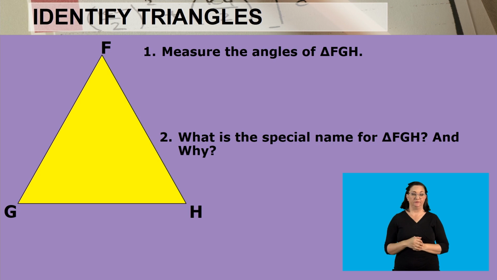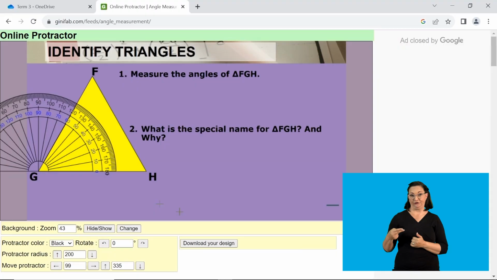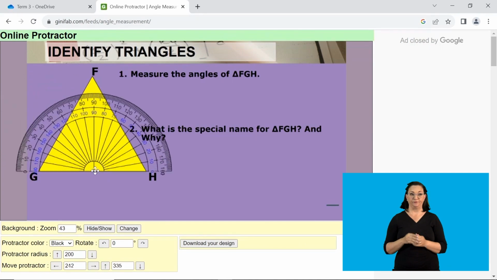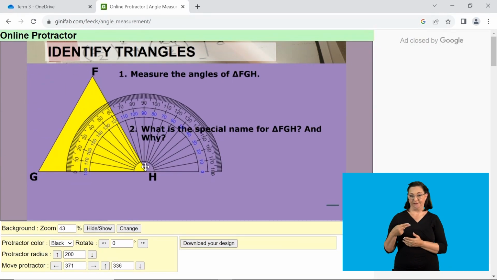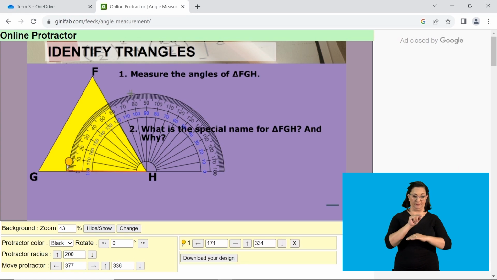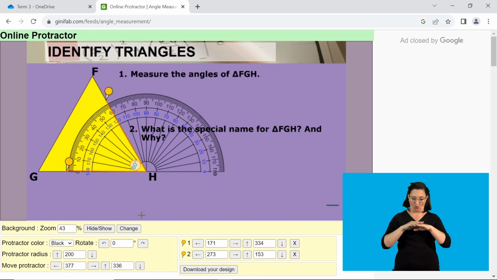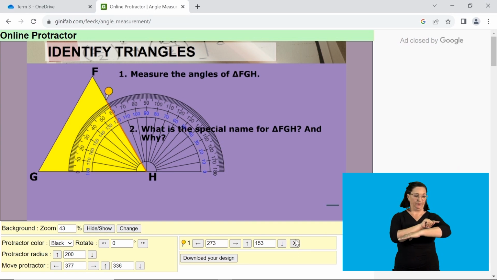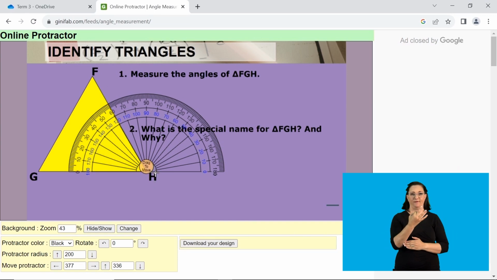Let us move the protractor to measure angle H. Let's move the protractor to the other side. There's a pin, and the next pin is on the line, and we get again 60 degrees. So all 3 angles would give us 60 degrees. That's what we're hoping to get. So let's tilt it over and check.